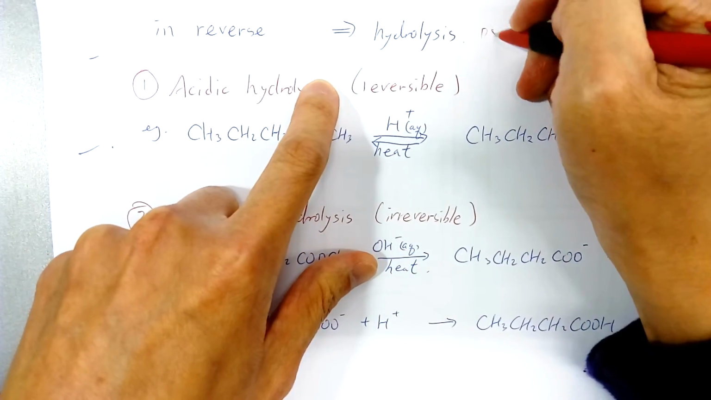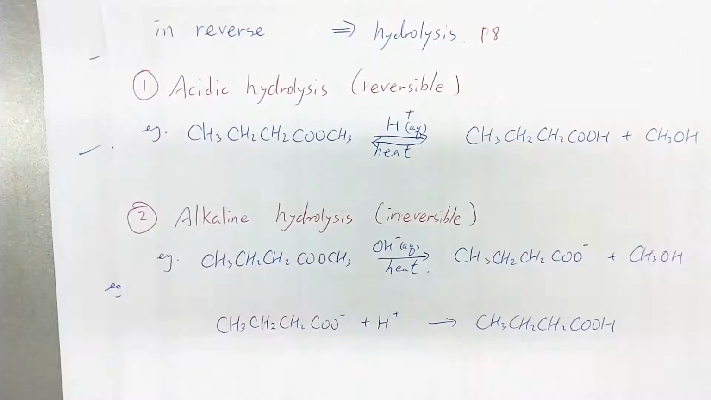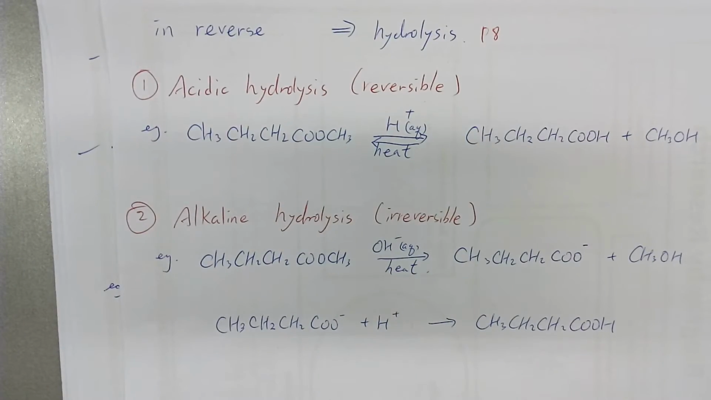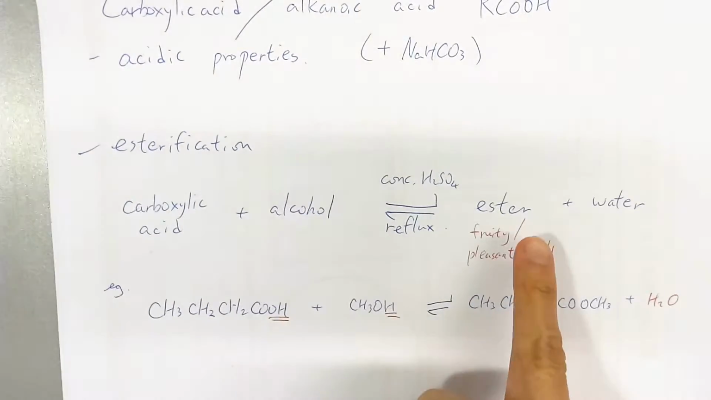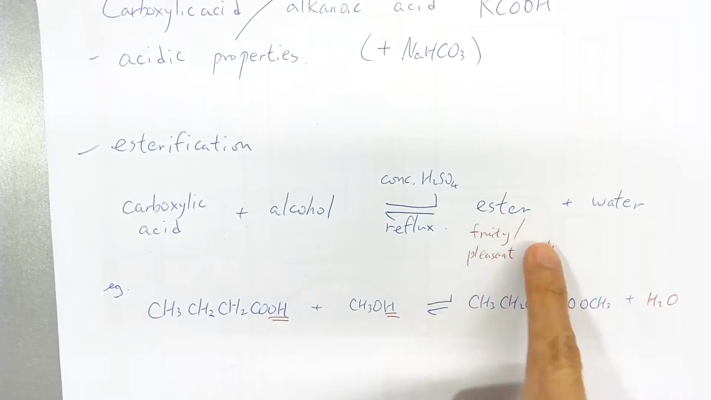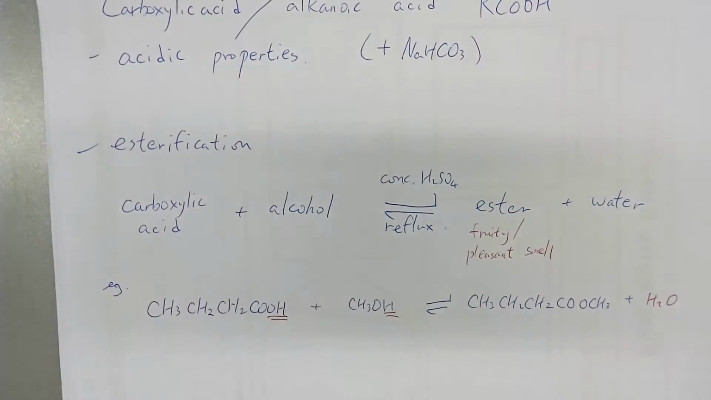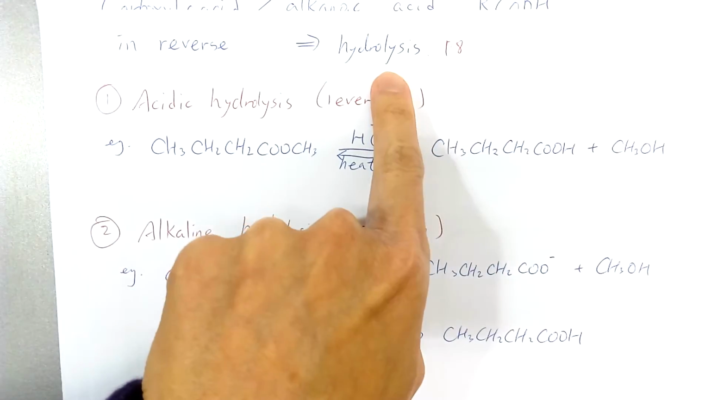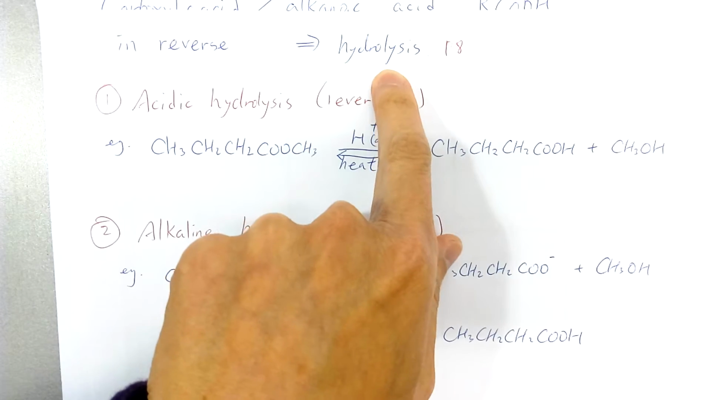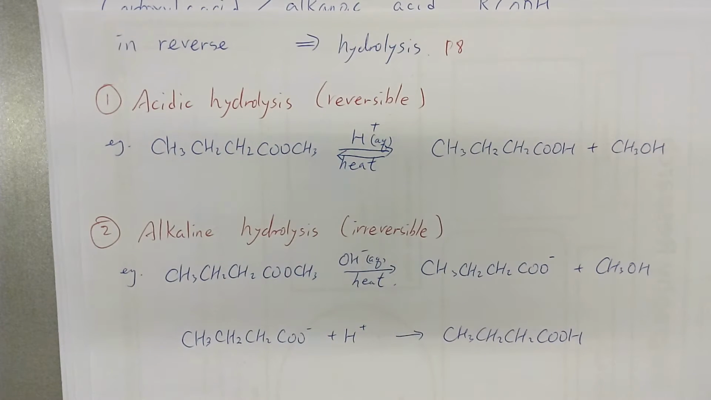this is in page 8 of your notes, okay? Esterification, we have a reverse process. Reverse process means the ester and water will break down into carboxylic acid and alcohol. So we use the term called hydrolysis, okay? Hydrolysis. We have two types of hydrolysis, so you should pay attention because the products are so similar.